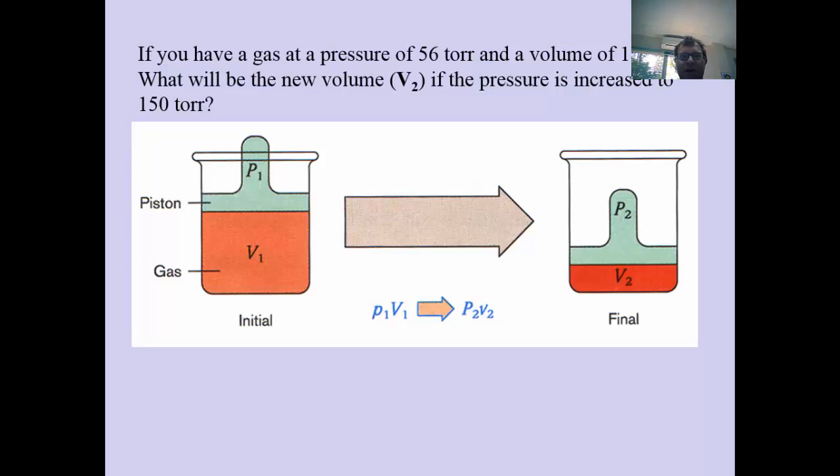Another example, if a gas at a pressure of 56 torr has a volume of 1.5 litres, what will the new volume be if the pressure is increased to 150 torr? Okay, so think about that for a moment. We're assuming that the temperature is constant. So here we go from 1.5 litres to 0.56 litres. It's been compressed down. So that's an overview of pressure. I hope that was useful.